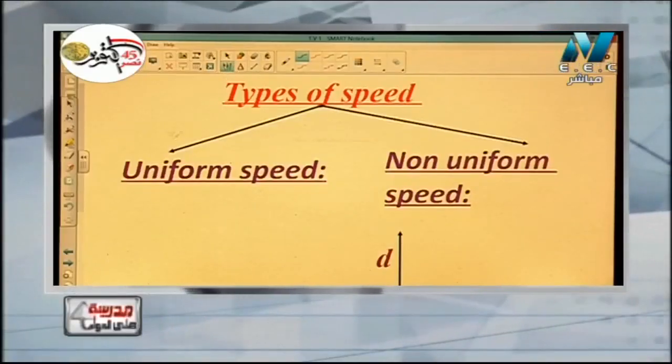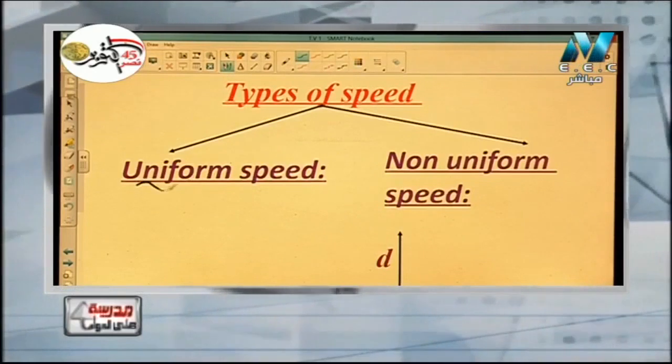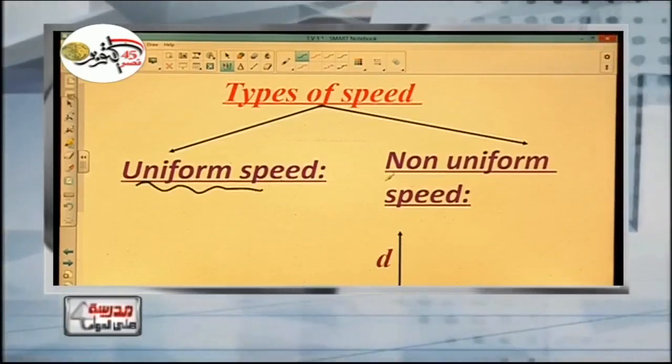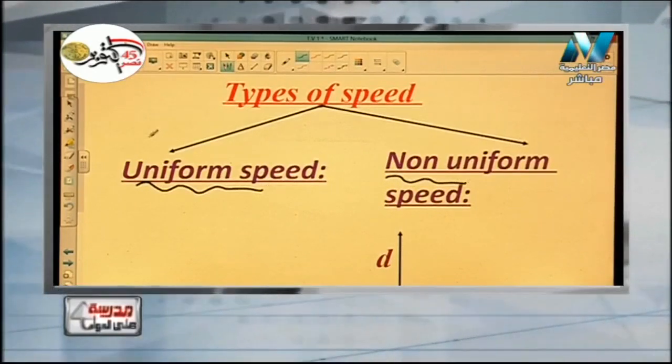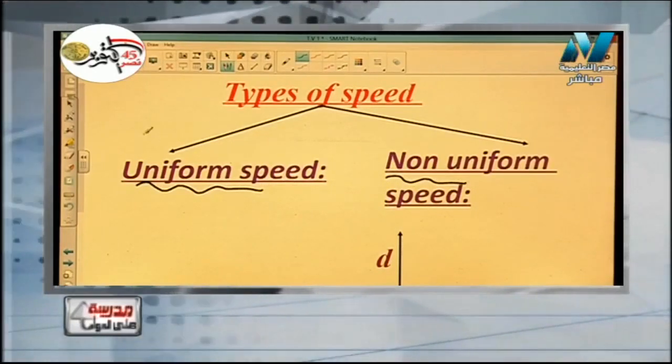As we see together, types of speed. Let's start our lesson. The first thing it says is types of speed. We have two types. Number one is uniform speed and number two is non-uniform speed. Uniform speed means سرعة منتظمة, or constant speed.